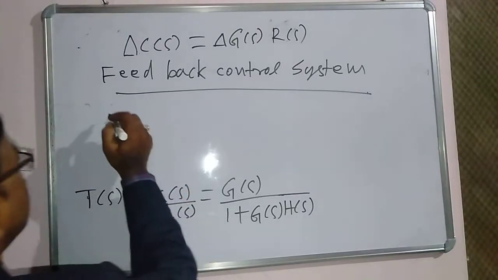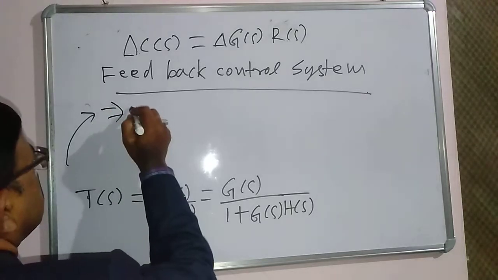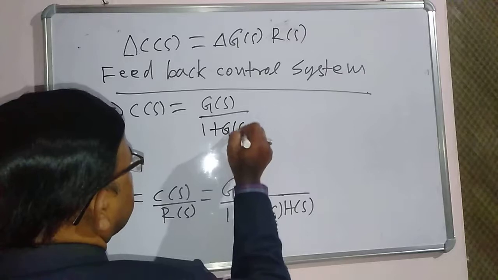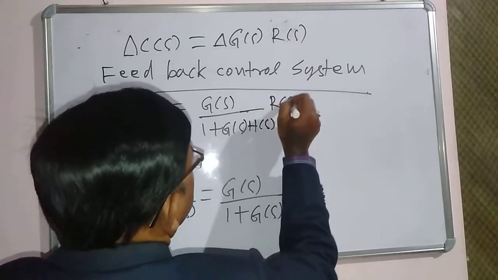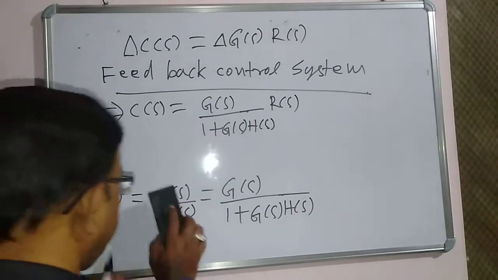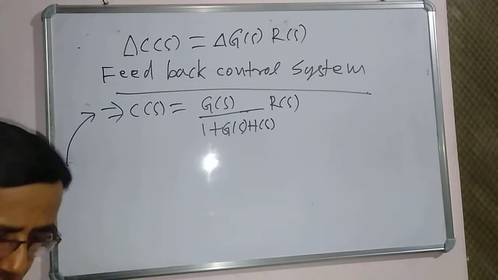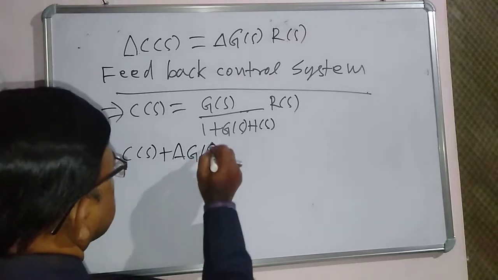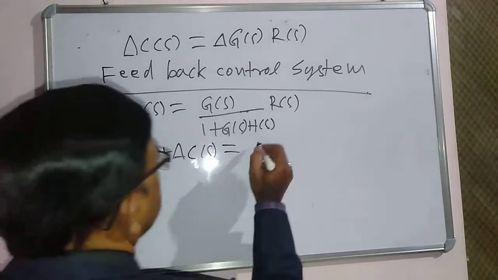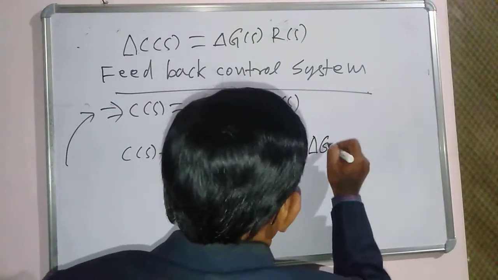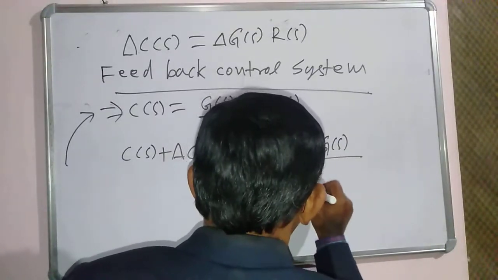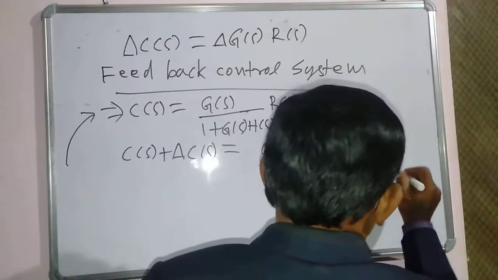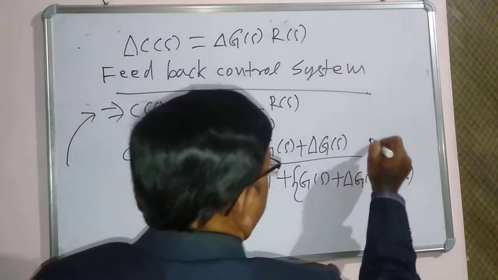So this implies that C of S is equal to G of S by 1 plus G of S into H of S into R of S. So due to change in parameter variation, now the change in controlled output is C of S plus del C of S, which is equal to G of S plus del G of S divided by 1 plus G of S plus del G of S into H of S into R of S.